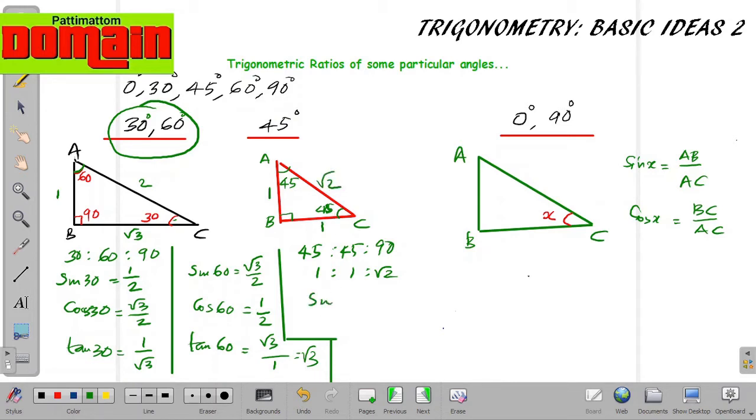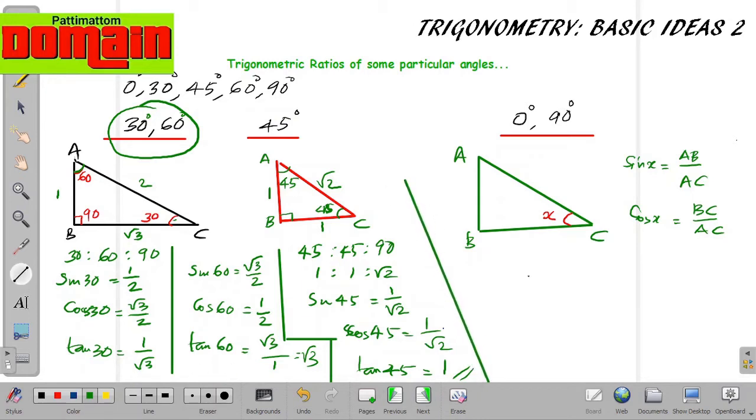What is sine 45? For the acute angle C, 45 degree, sine 45, opposite side is 1, hypotenuse is √2. Similarly, cos 45, adjacent side is 1, hypotenuse is √2. Tan 45, opposite side is 1 and adjacent side is also 1. Therefore, tan 45 is equal to 1.